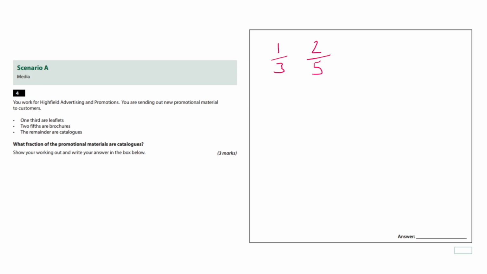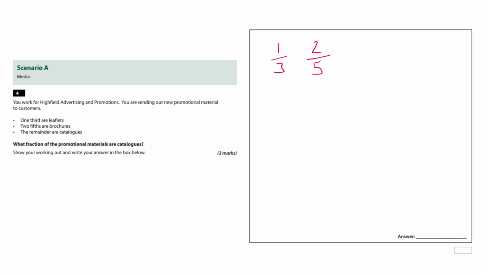So we have to find a number that would be in the 3 times table and the 5 times table and multiply the denominators respectively to get to that number. And then whatever we do to the denominators, we do to the numerators. That sounds very complex, but if I just show you, then you'll understand. So what would be in the 3 times table and the 5 times table? If you count up in threes, so 3, 6, 9, 12, 15. Now 15 is also in the 5 times table.